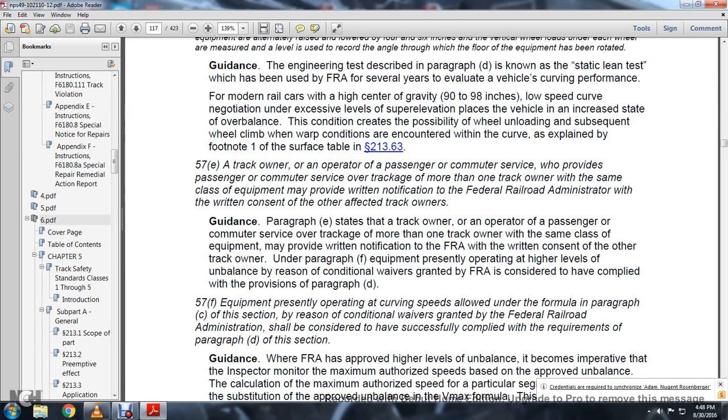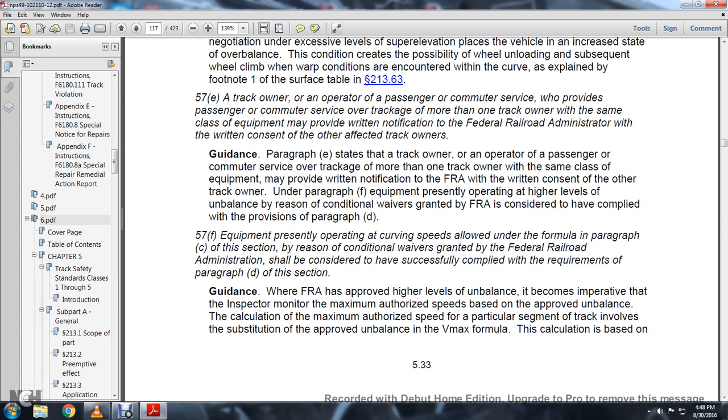Under paragraph F, equipment presently operating at higher levels of unbalance, for the reason of conditional waivers granted by the FRA, is considered to have complied with the provisions of paragraph D. 57F, equipment presently operating with the curving speed allowed with the formula of paragraph C of the section, for reason of conditional waivers granted by the Federal Railroad Administration, shall be considered to have successfully completed the requirements of paragraph D of this section. Guidance, where the FRA has approved higher levels of unbalance, it is imperative that the inspector monitor the maximum authorized speed based on the approved unbalance.